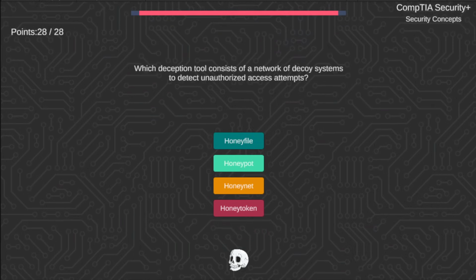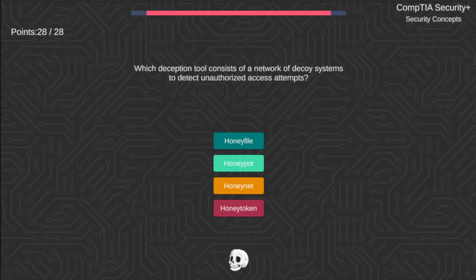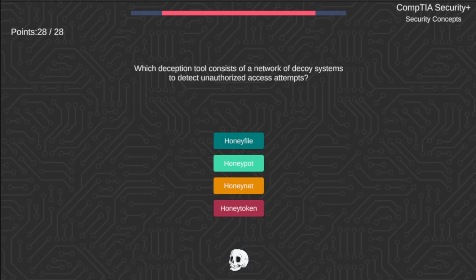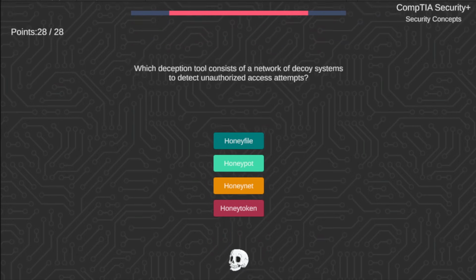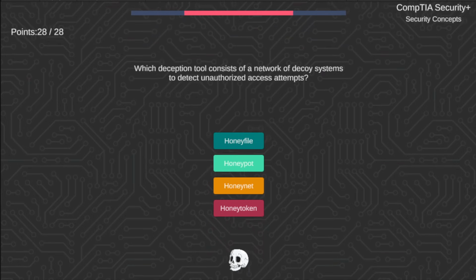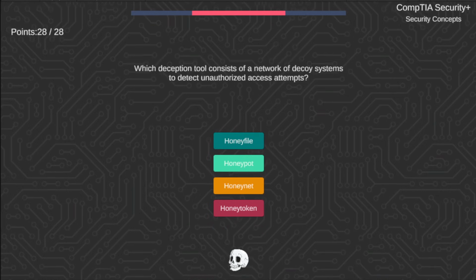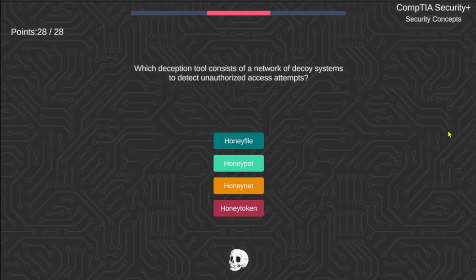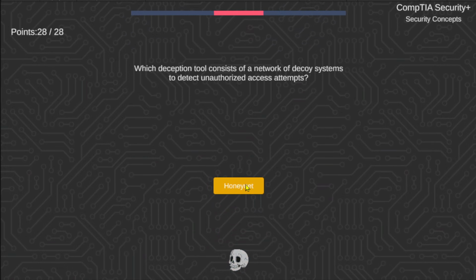Which deception tool consists of a network of decoy systems to detect unauthorized access attempts? Honeyfile, honeypot, honeynet, or honey token? A network of decoy systems used to detect unauthorized access attempts. Correct answer, and it's in the name, is honeynet.